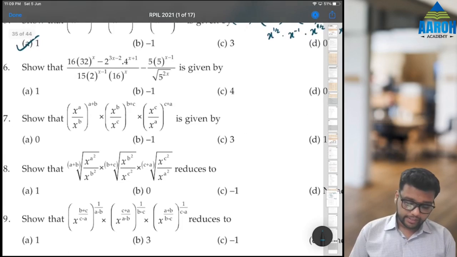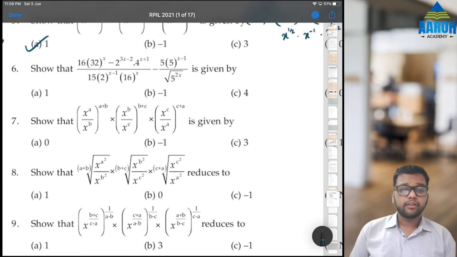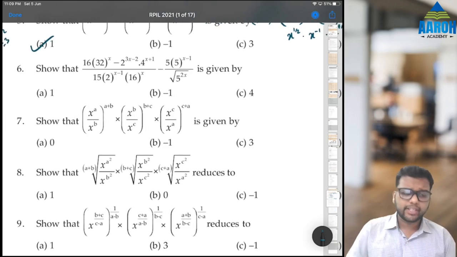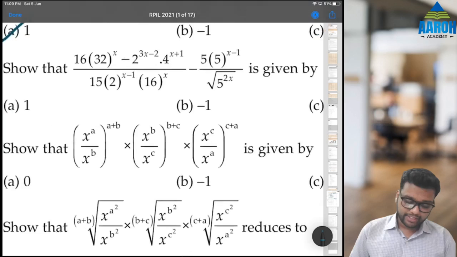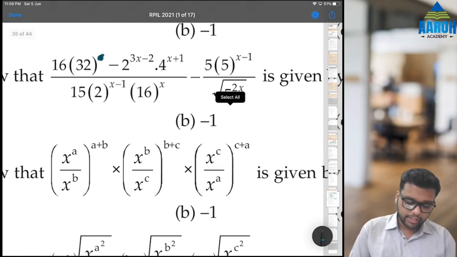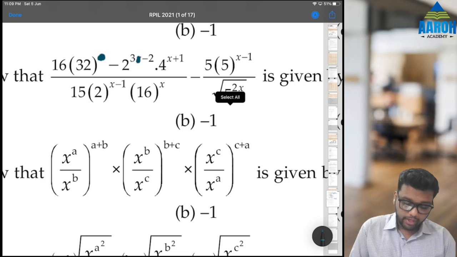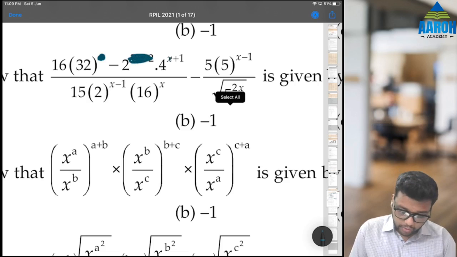Okay. Sixth, show that this is given by. Again, in options there is no x or y or anything. So let's put x as 1, easiest way, right? Let's put x as 1. So this will be 16 into 32 into 2 raised to 3 into 1 minus 2, so 3 minus 2 is 1 only. So only 2. 4 raised to 1 plus 1 is 2.